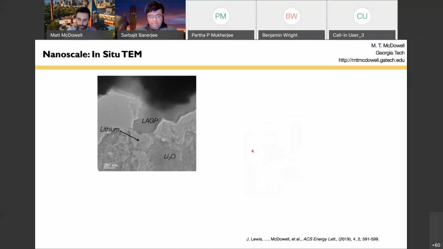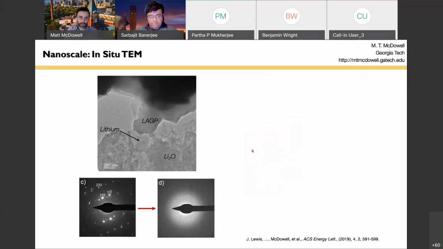So this is an experiment that uses in-situ electron microscopy to actually, at very small length scales, look at one tiny crystal of the solid electrolyte material and understand how it reacts with lithium metal. So we do this inside a transmission electron microscope. And the first thing to notice is when it reacts, it becomes amorphous. That's what we see with this diffraction pattern down here.